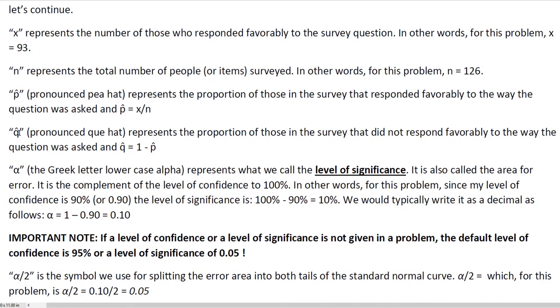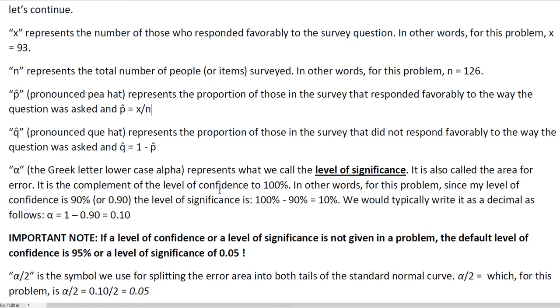We have q hat, and it's pronounced q hat, and it represents the proportion of those in the survey that did not respond favorably to the way the question was asked. In order to get that number, we just subtract p hat from 1, or 1 minus p hat equals q hat. Something that you should always remember in probability and statistics, that q is always equal to 1 minus p. The next thing that we're looking for is the Greek letter alpha, lowercase alpha.